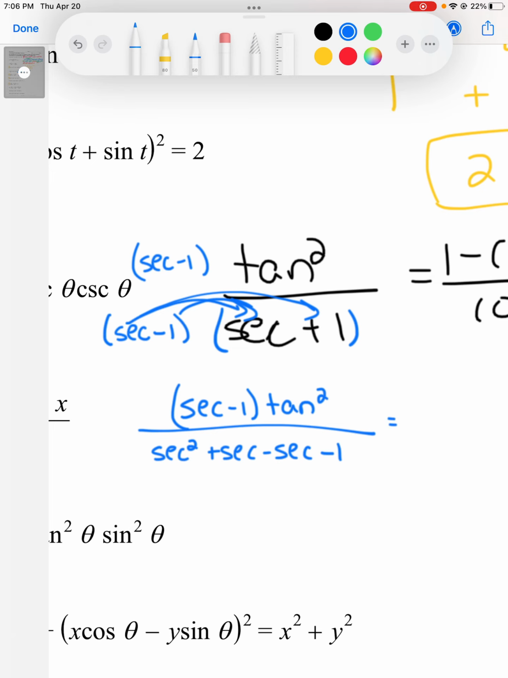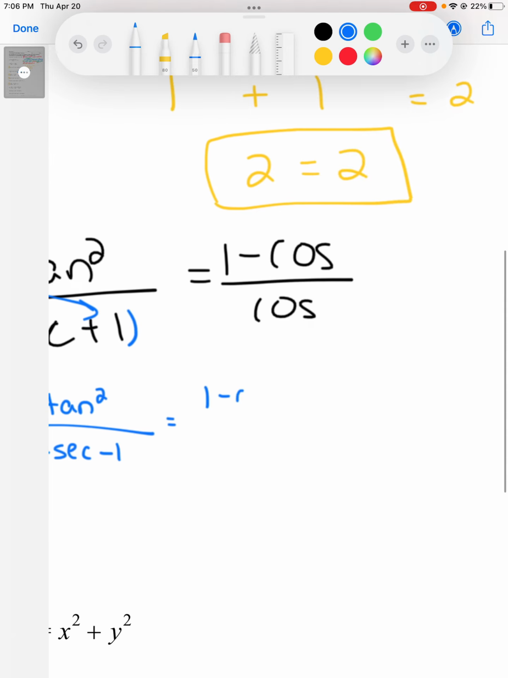And then this all equals 1 minus cosine over cosine. Okay, so now those are going to cancel out. And what does secant squared minus 1 equal? Well, that just equals tangent squared, right? Whenever we have a squared, we should be looking at Pythagorean identities. So now we have a tangent squared on the bottom. Okay. So now those cancel out and we're just left with this.